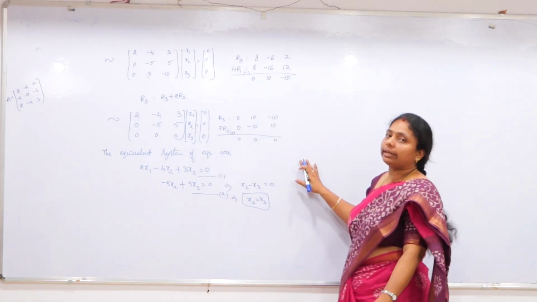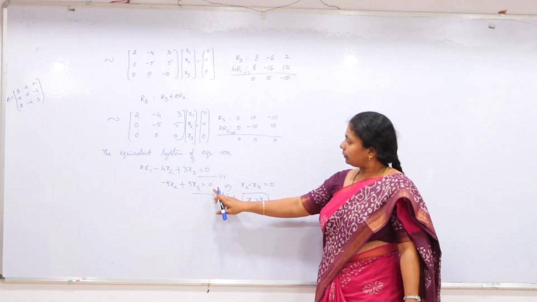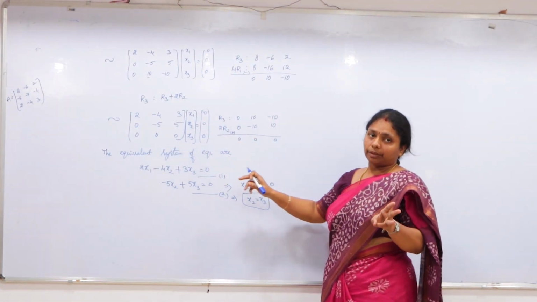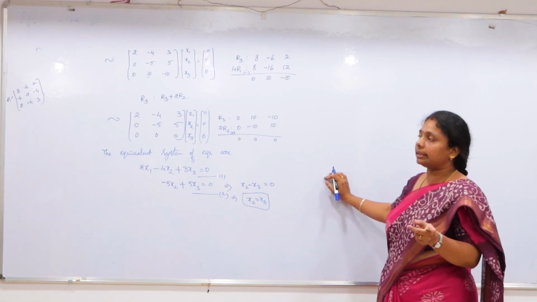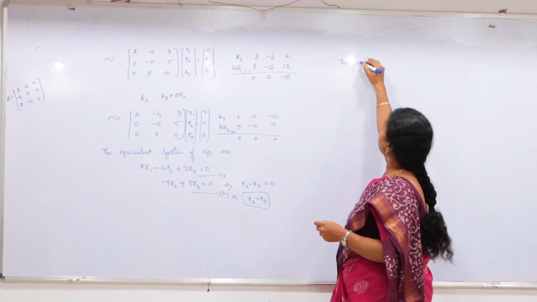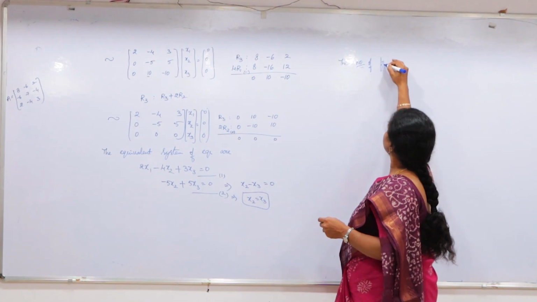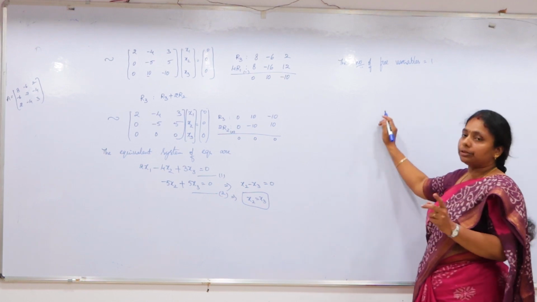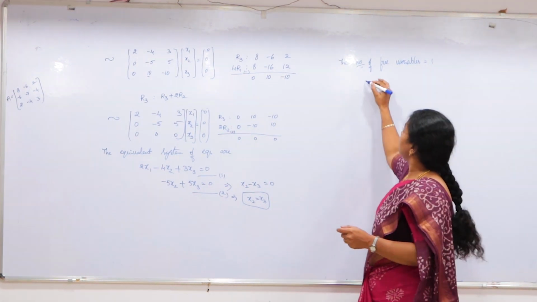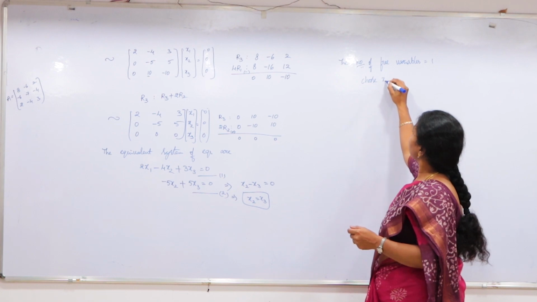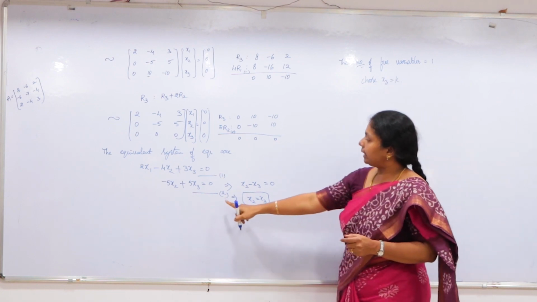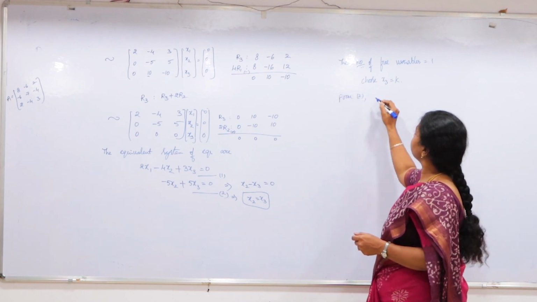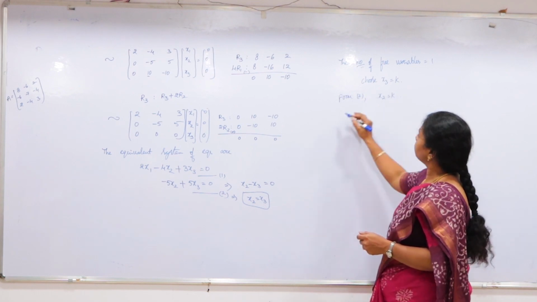Next, find the number of free variables. Here we got two equations. Unknowns, meaning variables, are 3. What is the difference? 3 minus 2, that is 1. So the number of free variables is 1. So we can choose one of these three variables. Choose x3 as k. From the second equation, x2 equal to x3, so x2 is also k.